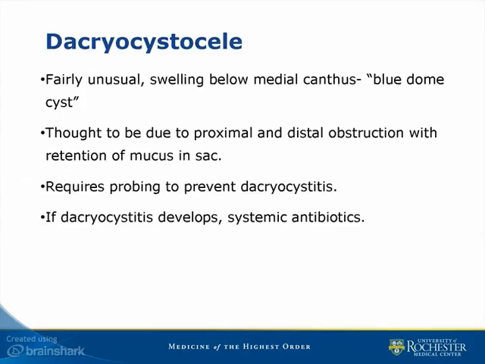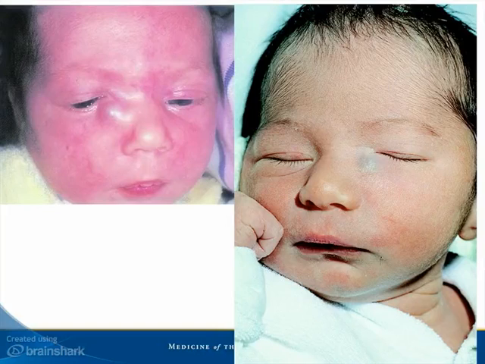If you do get dacryocystitis, the patient is going to require systemic antibiotics, as the orbital septum is not formed fully in the youngest patients. Here are two clinical photographs of patients with dacryoceles. The upper left has a rather large one, displacing the lid up and in, and the picture on the right side of this slide shows a typical bluer coloration of these dacryoceles.